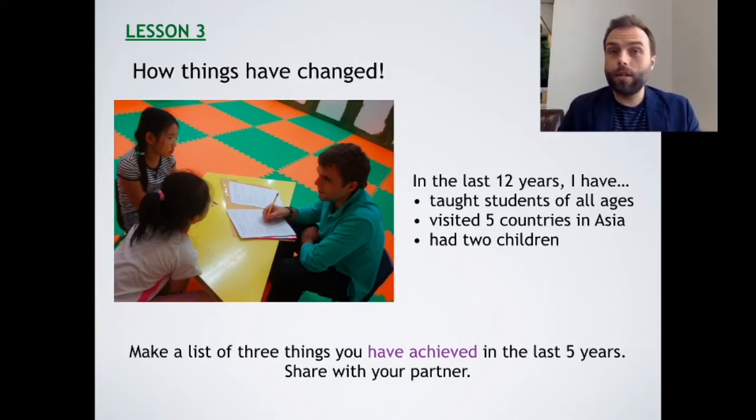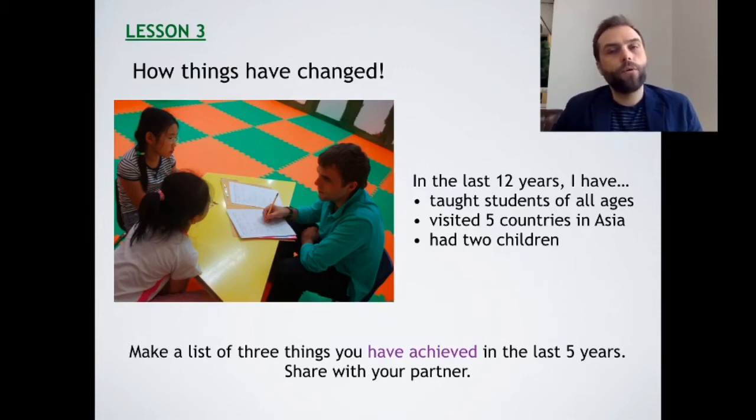Just a little tip, it is nice to share things about yourself, okay? So when you're teaching and you're giving examples, give examples from your life. It kind of makes the classroom atmosphere a bit warmer, and it's a nice way of getting your students' interest, and also it gives you a chance to model and give examples. So here are some examples about me. In the last 12 years, I have taught students of all ages. I have visited 5 countries in Asia, and I have had 2 children.